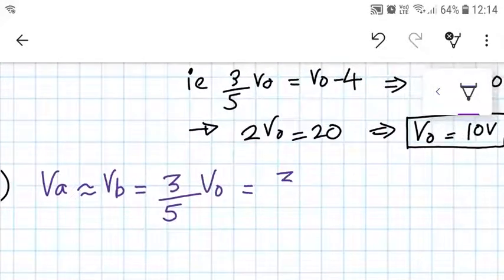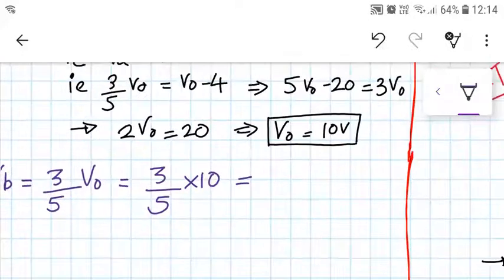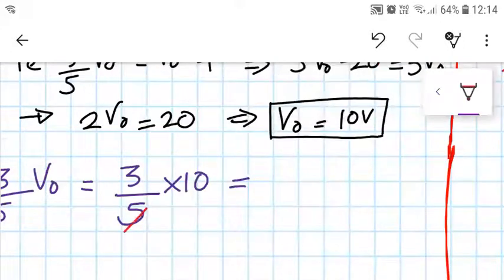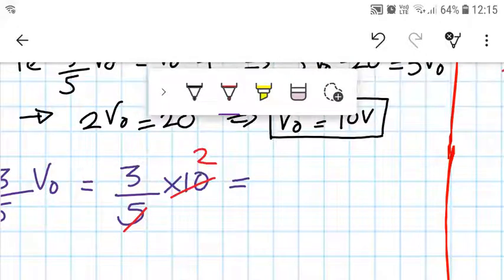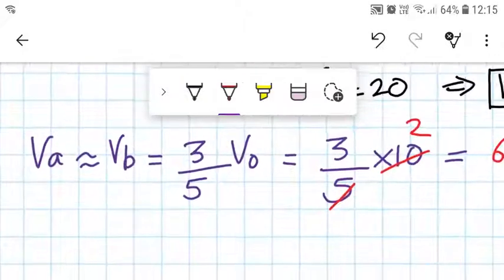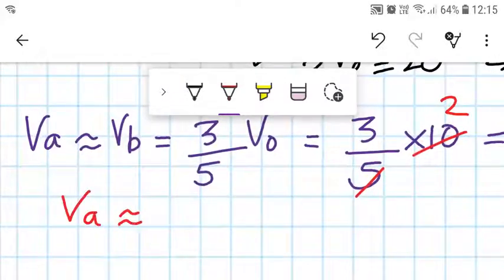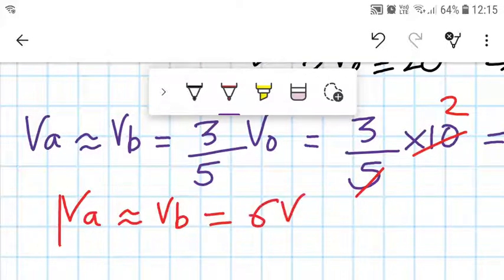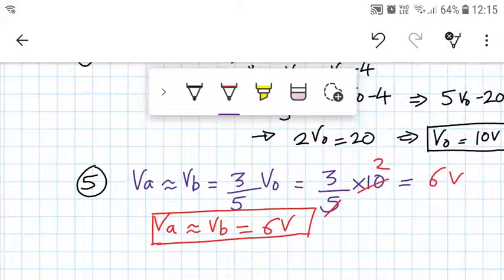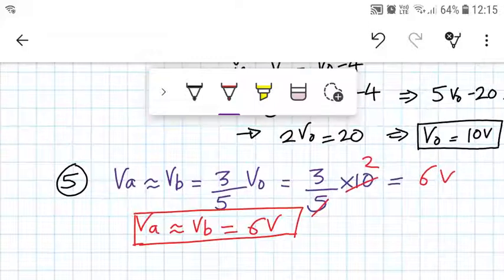So we substitute 3 by 5 into 10, which comes out to be, this will cancel out. Let me change it. So this will go 2 times. So the output voltage over here we are getting is around 6. That is VA and VB. So we can write it and put it inside the box. VA is approximately equal to VB is equal to 6 volts. So we have found out the remaining voltages, that is VA, VB, and V naught.